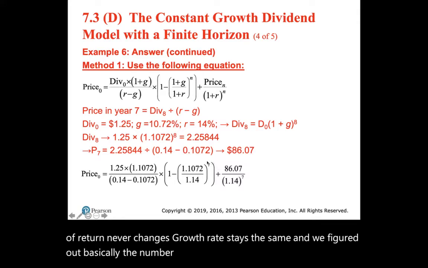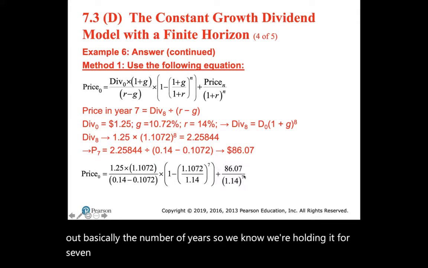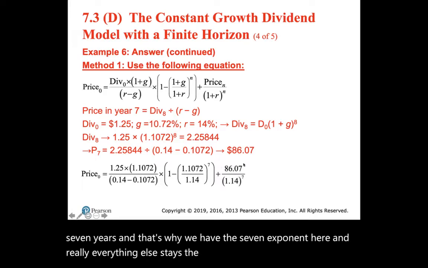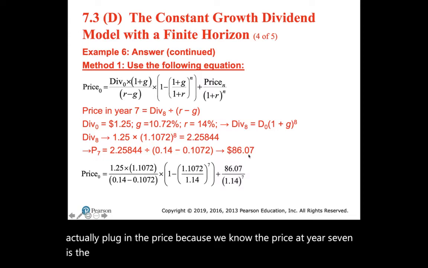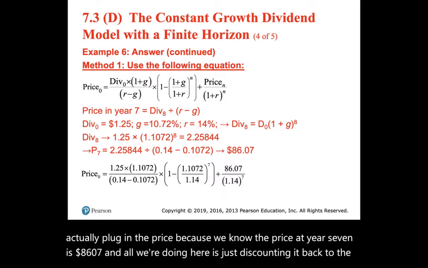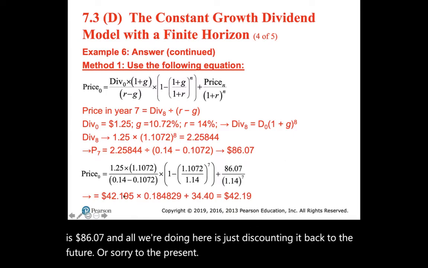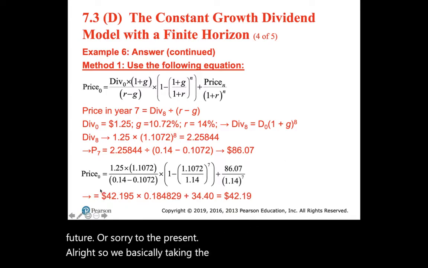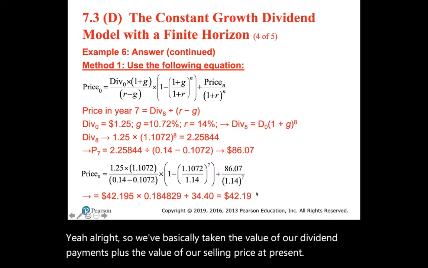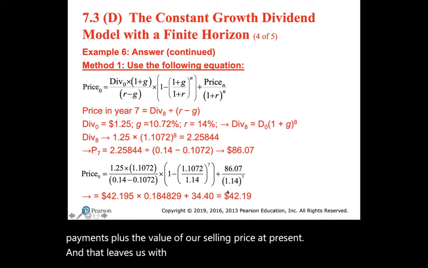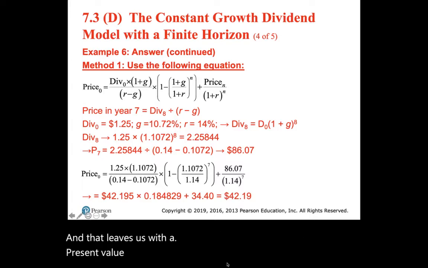So we know we're holding it for 7 years, and that's why we have the 7 exponent here. Everything else stays the same. Now notice we can actually plug in the price, because we know the price at year 7 is the $86.07. All we're doing is discounting it back to the present. We've taken the value of our dividend payments plus the present value of our selling price, and that leaves us with a present value or price of $42.19.